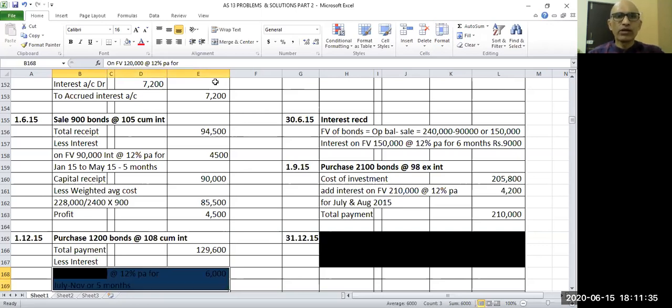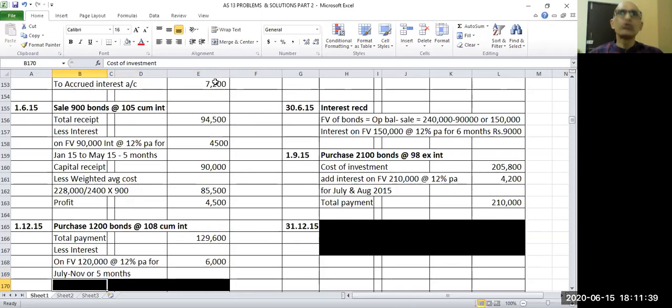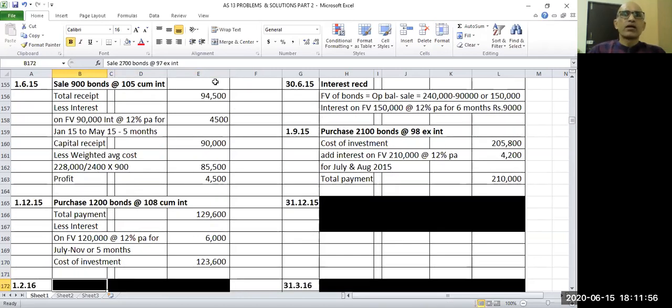So we'll have to calculate the interest. On which amount you will calculate the interest? Face value 1,20,000 is the face value, 12% per annum, July to November 2015. It's a period of 5 months. So if you calculate the interest, it comes to 6,000 rupees. So we are reducing the interest from this. So the cost of investment comes to 1,23,600.